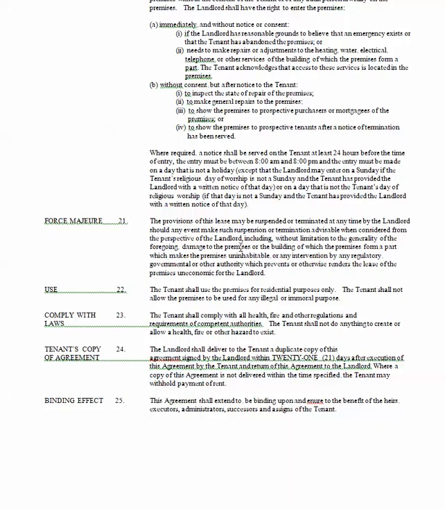The provisions of this lease may be suspended or terminated at any time by the landlord should any event such as suspension or termination be considered advisable from the perspective of the landlord, including without limiting the foregoing, damage to the premises. Basically, we want to make sure not only of no damage to the premises, but that you're not doing any unlawful drugs.